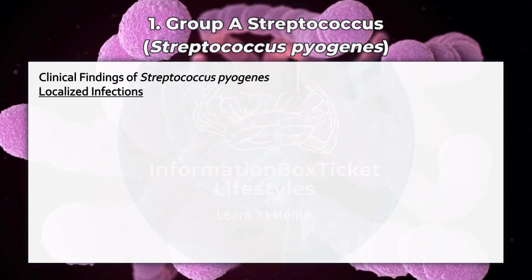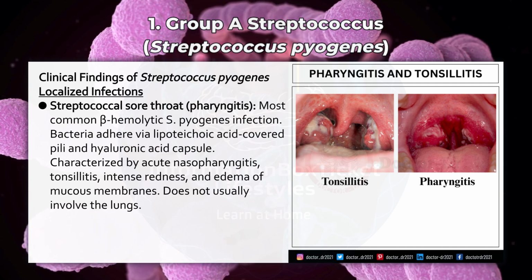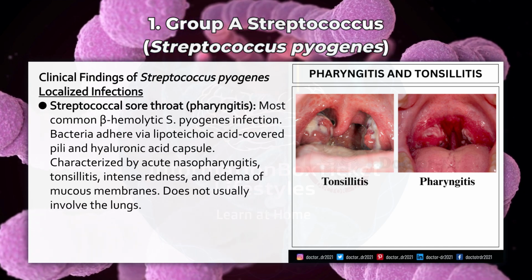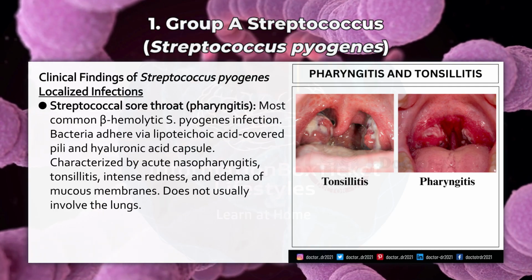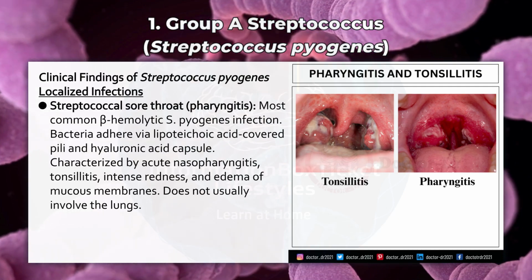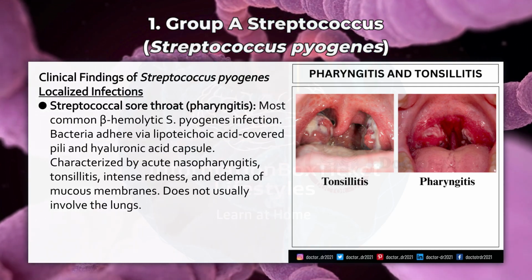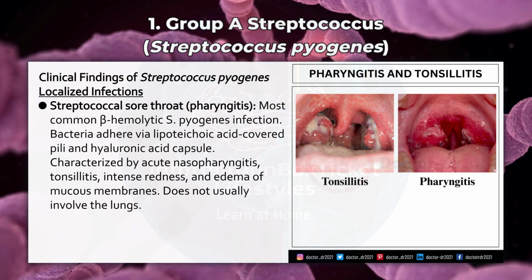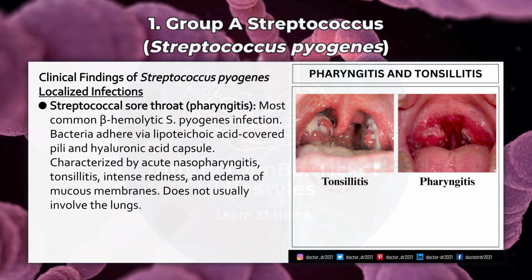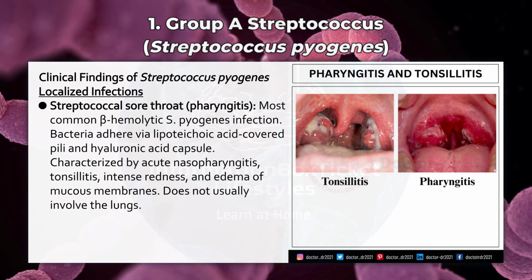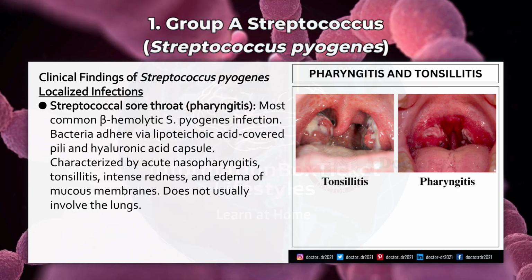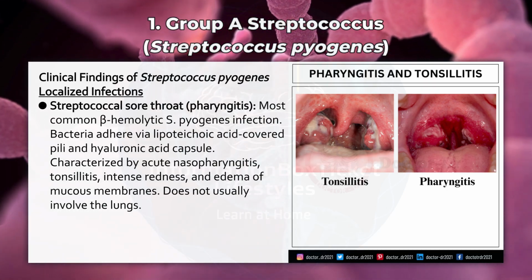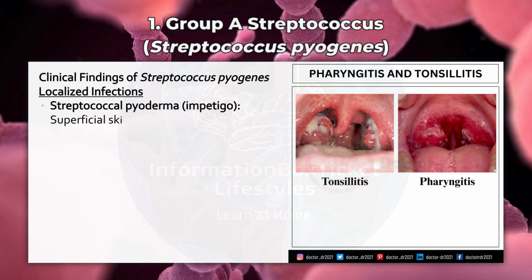Localized infections. Streptococcal sore throat, pharyngitis. Most common β-Hemolytic Streptococcus pyogenes infection. Bacteria adhere via lipoteicoic acid-covered pili and hyaluronic acid capsule. Characterized by acute nasopharyngitis, tonsillitis, intense redness, and edema of mucous membranes. Does not usually involve the lungs.